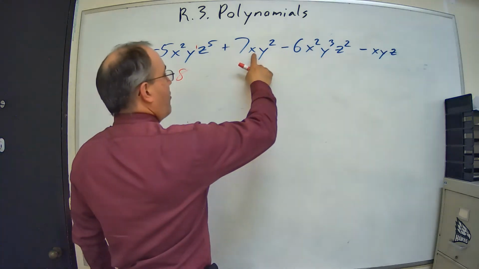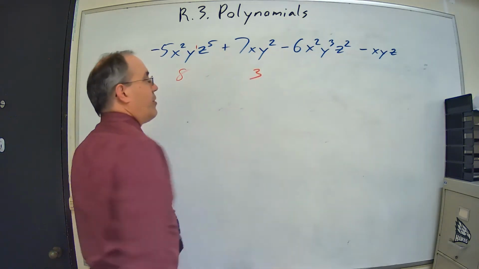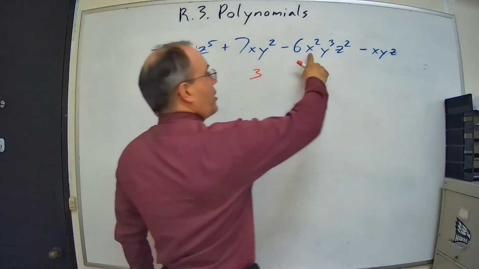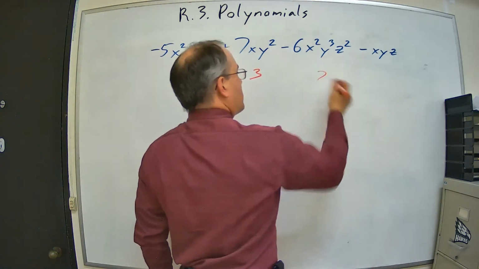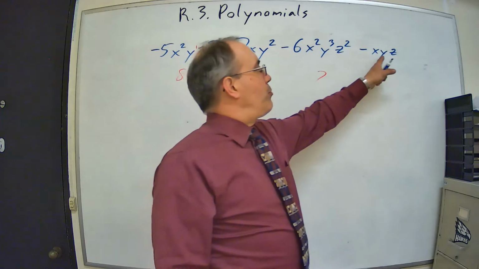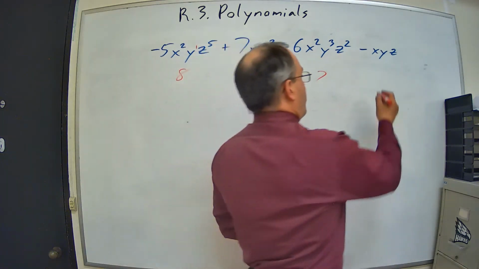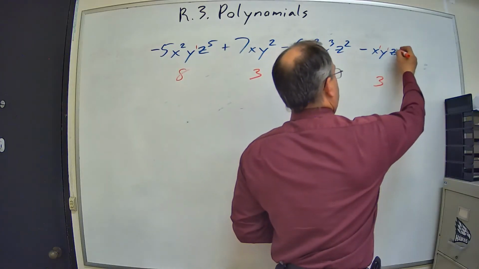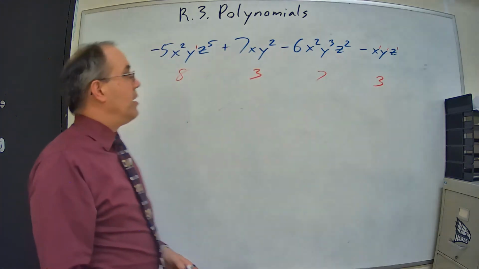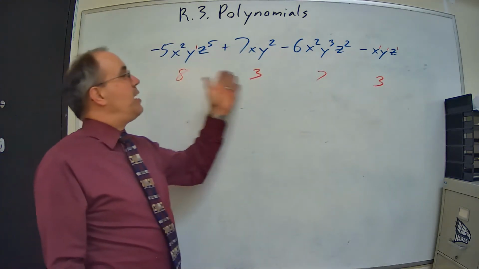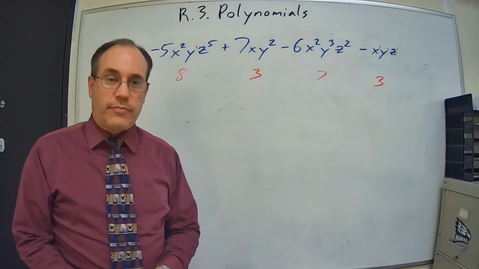In this one, we have 1 plus 2 is 3. Here we have 2 plus 3 is 5, plus 2 is 7. And here we have 1 plus 1 plus 1 is 3. Remember, that's x to the 1, y to the 1, z to the 1. So 3. So we have the degree of each of these terms.